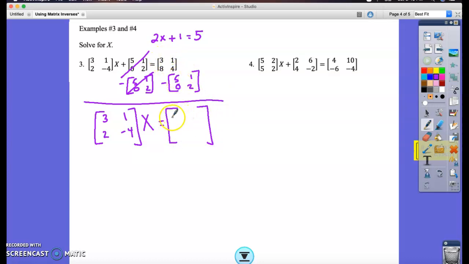So 3 minus 5 is -2. 1 minus 1 is 0. 8 minus 0 is 8. And 4 matches up with 2. Subtracting them will give me 2. So now I know this is A, this is B, and I know X is going to equal A inverse B. So I'm going to plug these into my lovely calculator.